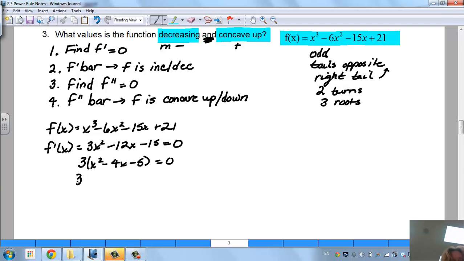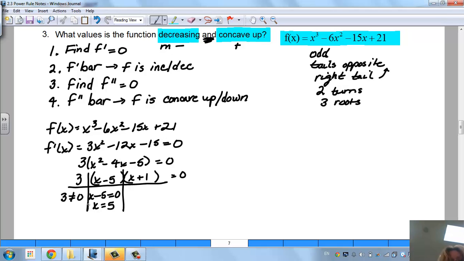And then I'm going to make my big T. I have x, and if I factor that, it's going to be x minus 5 times x plus 1 equals 0. I have 3, which will never equal 0, so thanks for playing, we won't use you anymore. Then x minus 5 equals 0, so x is going to equal 5. And x plus 1 equals 0, so x is going to equal negative 1.